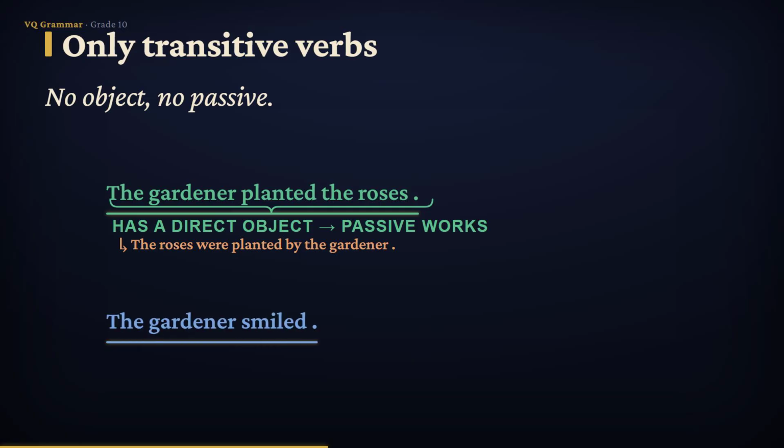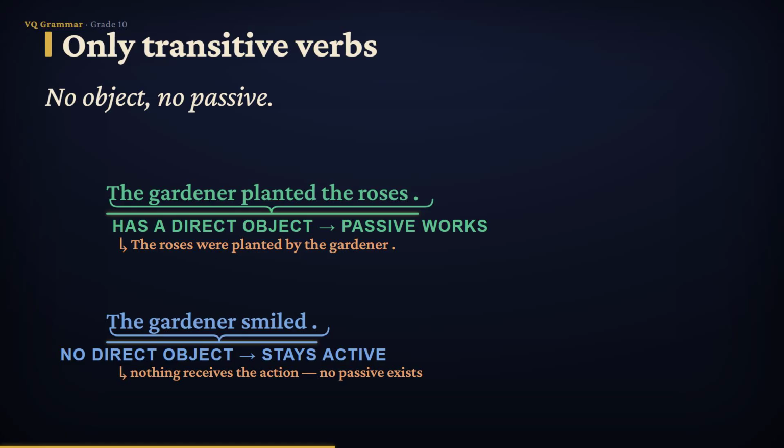But look at the second. The gardener smiled. Smiled takes no direct object at all. Nothing receives that smile. So there is no noun to move to the front, and no passive version can be built. Try it and you get gibberish. If the verb has nothing to hand off, the sentence simply stays active.